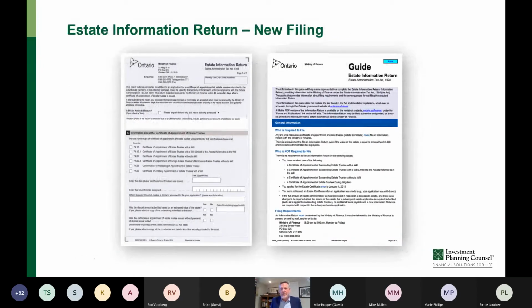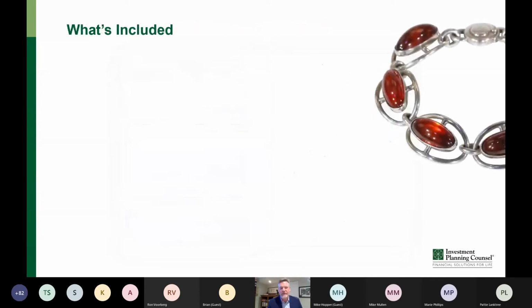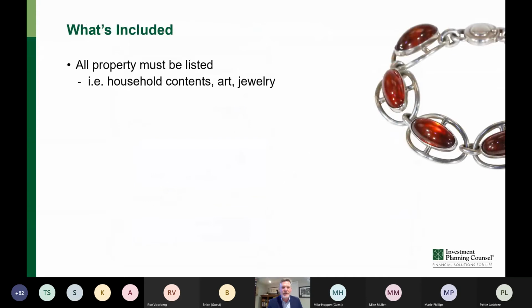This is what the estate information return looks like. You can actually find this on the Ontario website. It's got the estate information guide information, as well as the forms that would be required to be filled out within that 180 days and then filed to the Ministry of Finance. So what's included in this?